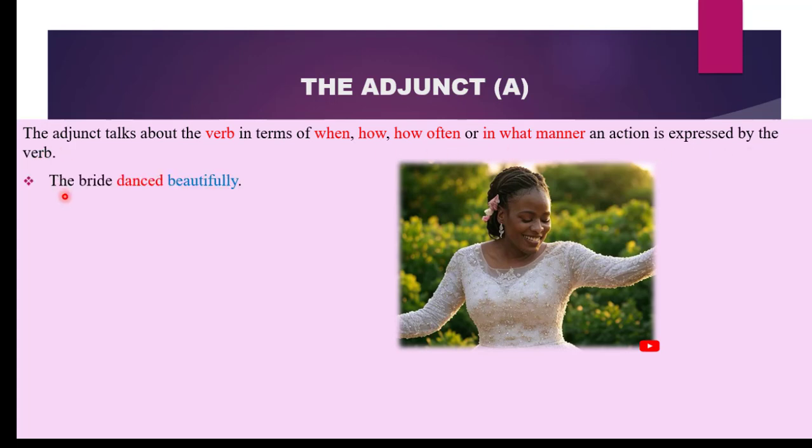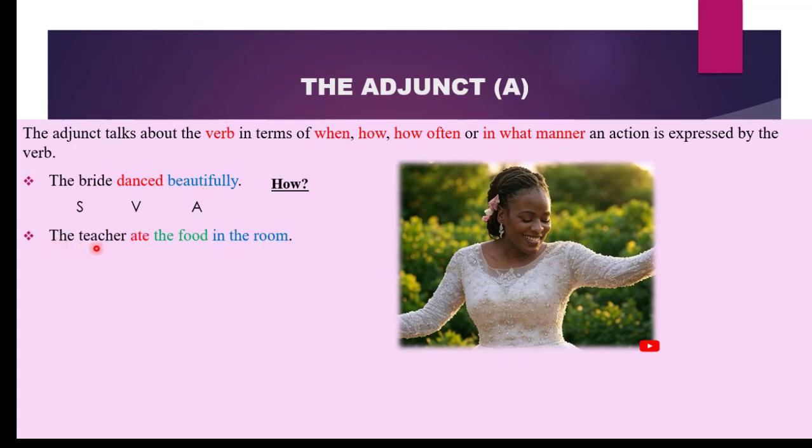For example, the bride danced beautifully. Which word over here is giving us information about how the bride is dancing? It is beautifully. Beautifully becomes our adjunct because it tells us how the action danced was performed.